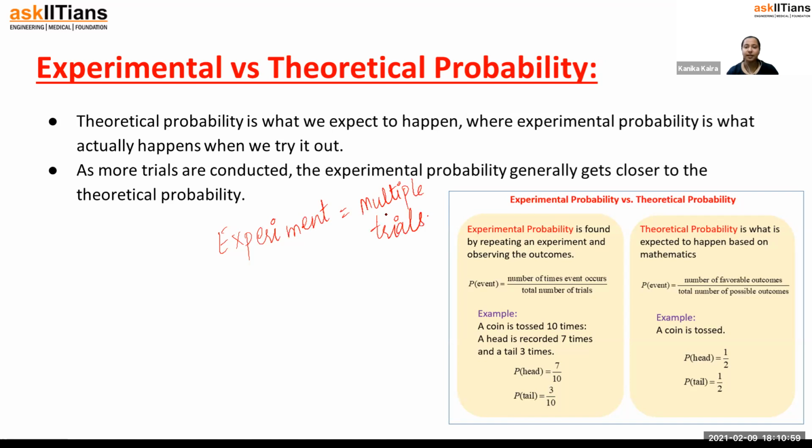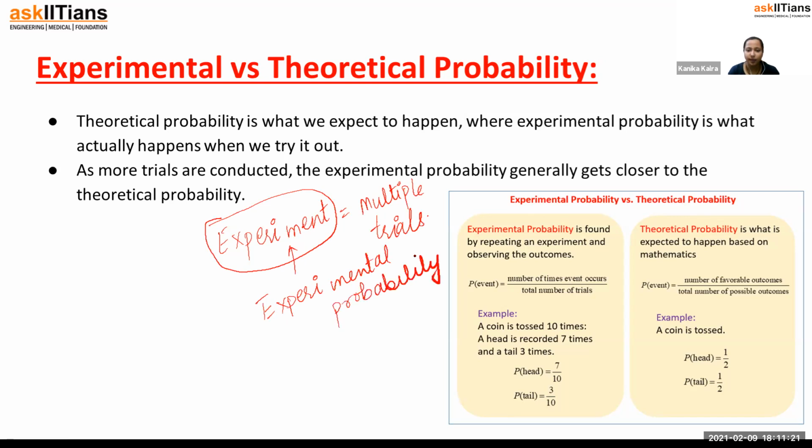So in case of these multiple trials, when we are talking about the whole experiment, then it is known as the theoretical probability. Sorry, this is experimental probability. I'm so sorry. This would be experimental probability. And if we talk about a single trial, then that is known as theoretical probability.